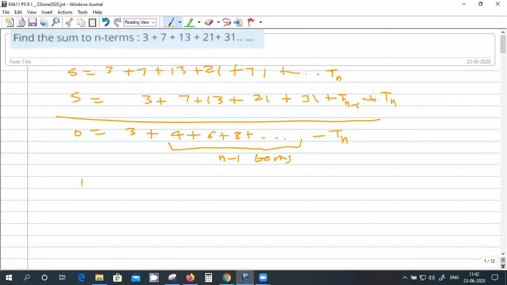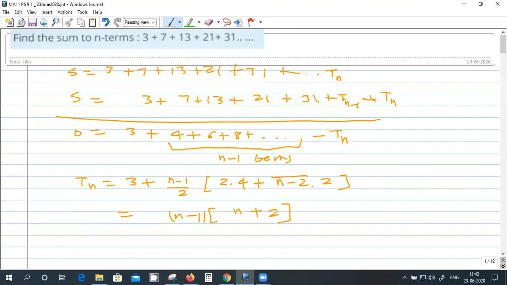So from this you get Tn as 3 plus, what is the sum of n minus 1 terms? N by 2, 2a plus n minus 1 into d. So that is n minus 2 into d. D is how much? 2. So this you will get n minus 1 into 4 and then n minus 2, right? So it is n plus 2. Is it correct? So from there you get the expression for Tn.